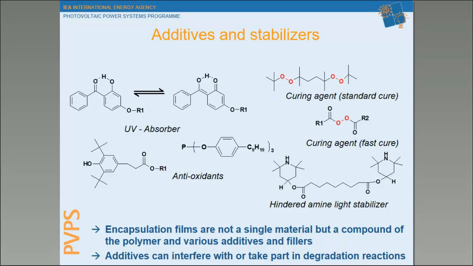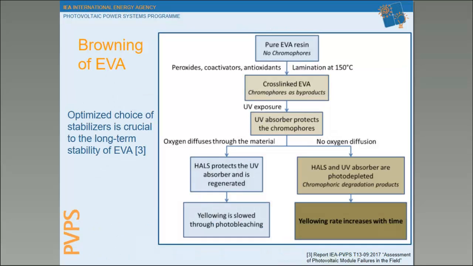So already the EVA film itself is not a single pure material, but it's a compound of polymers and various additives. And to our, let's say, what is very unfortunate, these additives can interfere with degradation mechanisms or actually can also cause or take part in degradation reactions. So I think the best example is browning of EVA.